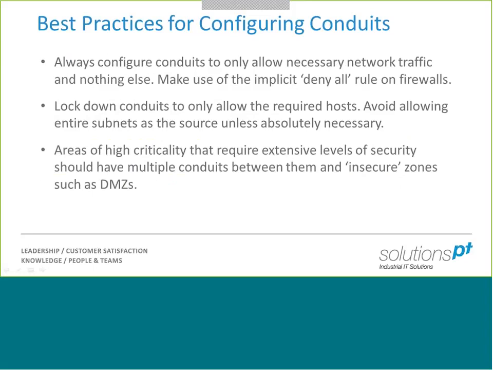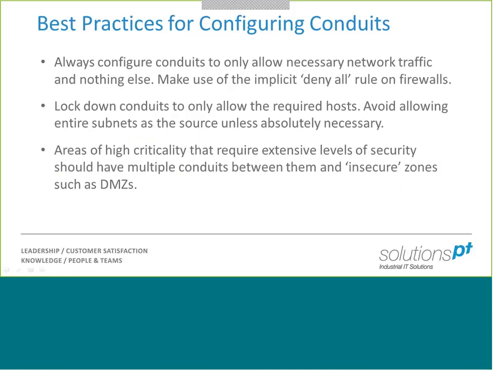So we'll have a quick look at just some best practices when configuring these conduits then. And really the goal of setting up our zones and conduits is to make our network as secure as possible, to reduce our surface area of attack as much as we can. And with that in mind, what we want to do when we configure the conduits is only allow the necessary network traffic through and absolutely nothing else. And we obviously make use of this implicit denial rule at the bottom.